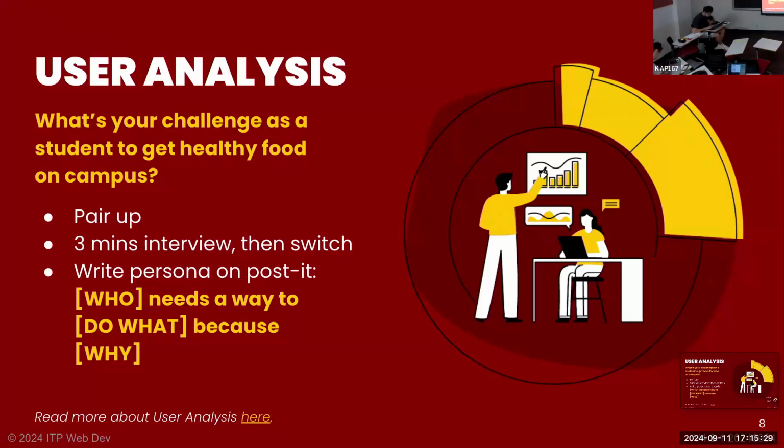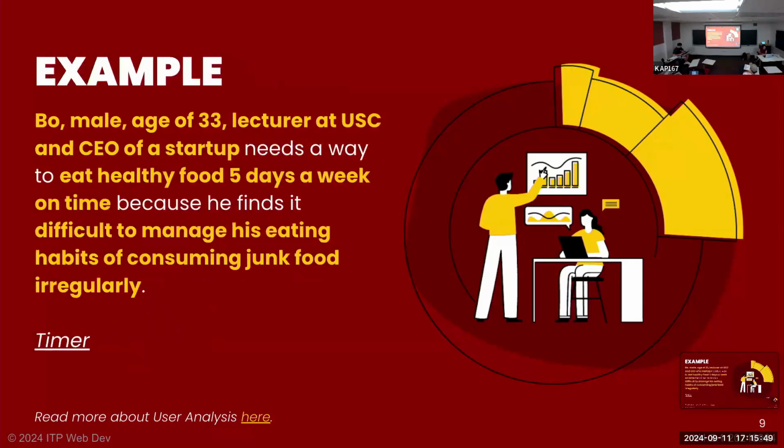And then for the post-it note, after you're done interviewing them, we want you to summarize everything in one beautiful sentence. So it would be, who needs a way to do what, because, why? This way it'll help us figure out what is the biggest problem when it comes to getting healthy food on campus. Here's an example.